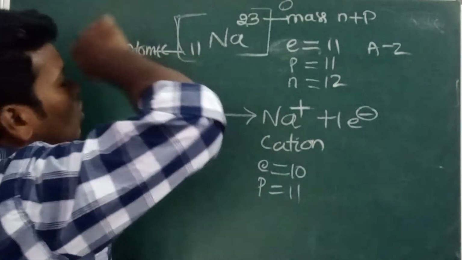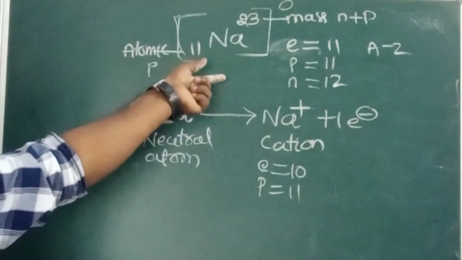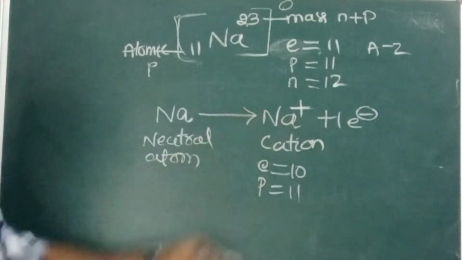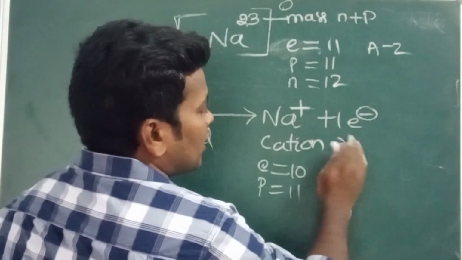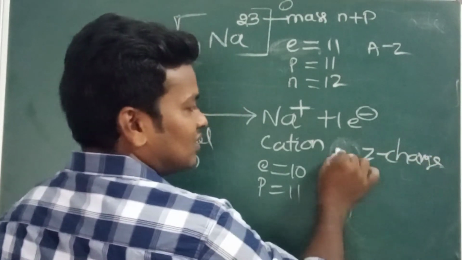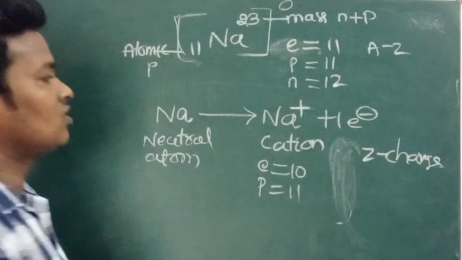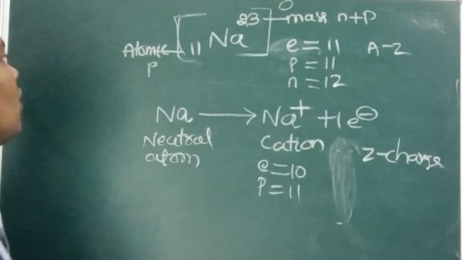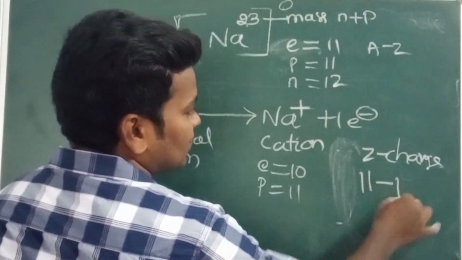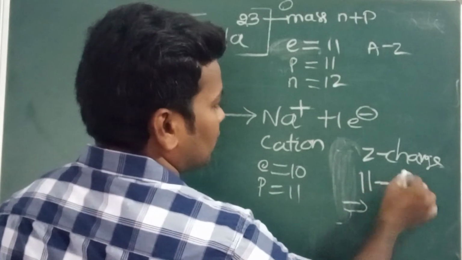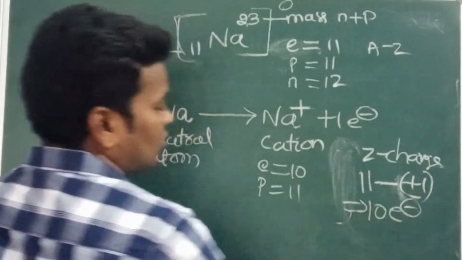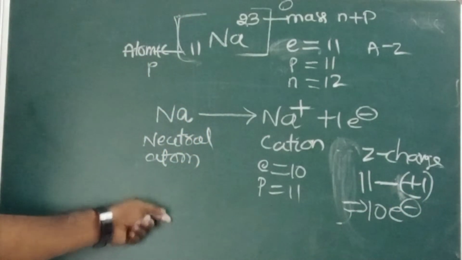This is how you calculate the electrons and protons in a charged particle. Otherwise, you can go with another method also. Number of electrons is equal to Z minus charge. Z is nothing but atomic number, and A is mass number. Atomic number is 11 minus 1, because the charge is plus 1. So it is 10 electrons we are calling.